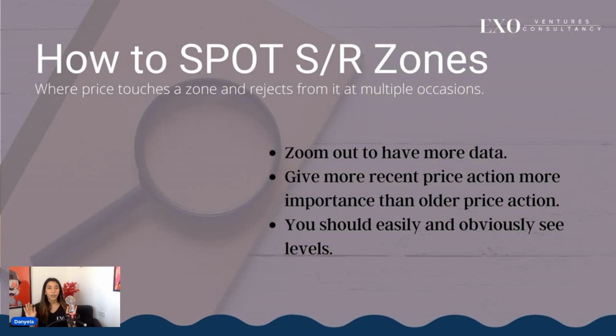Yes, get it? So basically, more recent is more important than older, because that's going to affect price moving forward much more strongly than older information. Right, and the third thing on how to spot these zones is you should be able to easily and very obviously see these levels. If you're going to have to try really hard to see a zone, then that's not a zone. These levels are going to be very easy to see. It's going to be very clear, right?